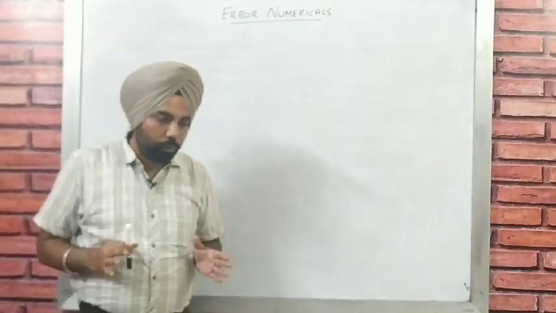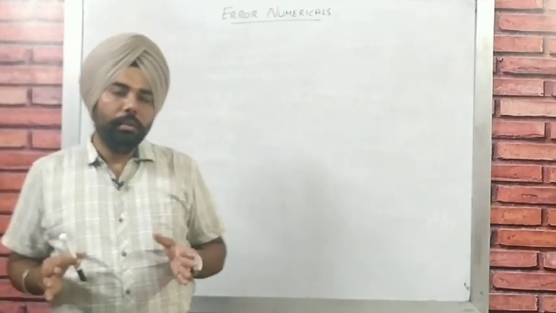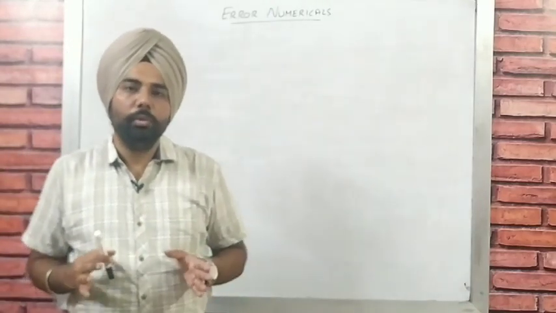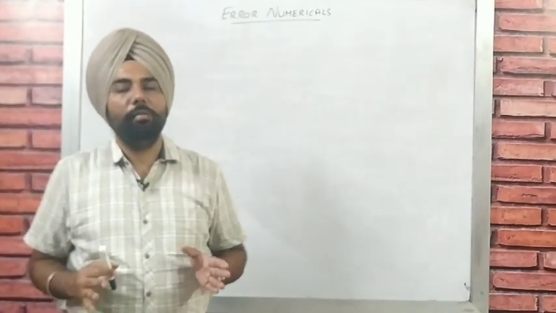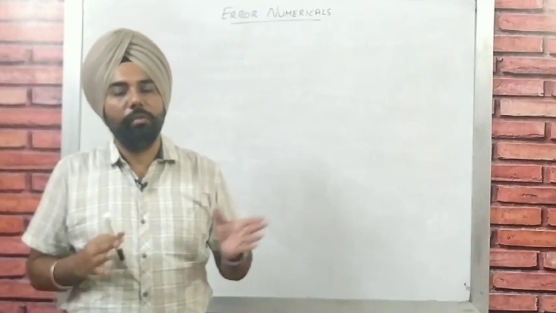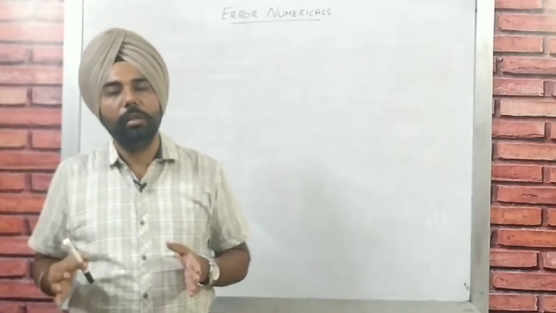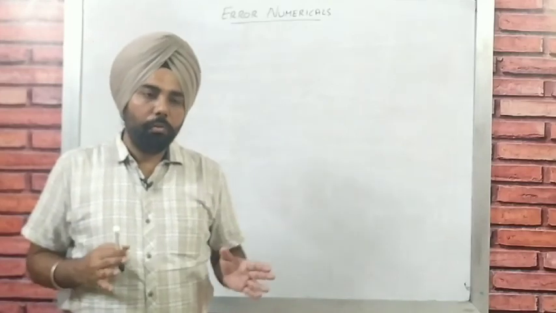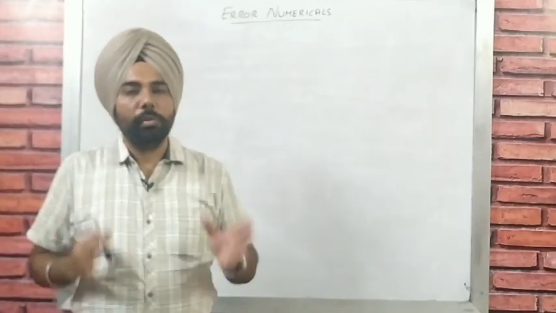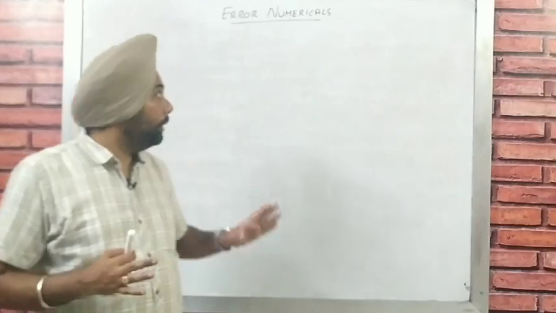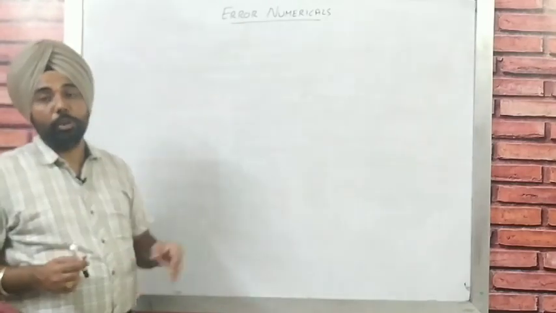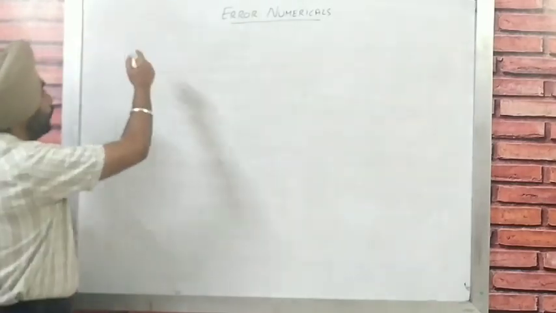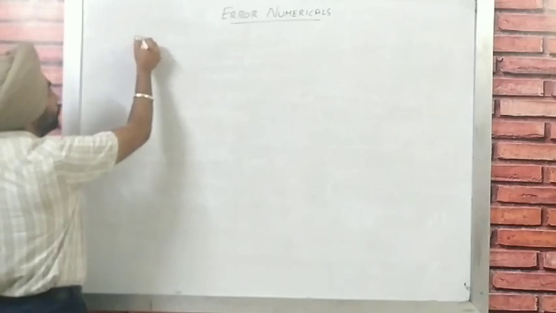So first of all, I am going through a numerical, and after that numerical, you will easily understand what is absolute error, what is mean absolute error, what is relative error, and what is percentage error. So now we are going to discuss the numericals of errors, and we are discussing 4 types of error today. The first is going to be absolute error.